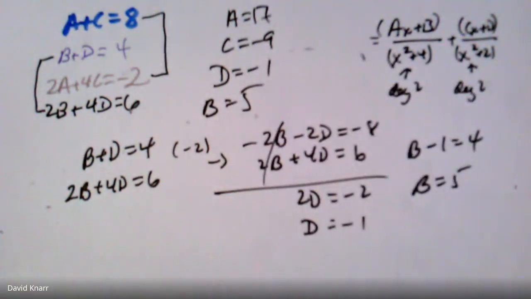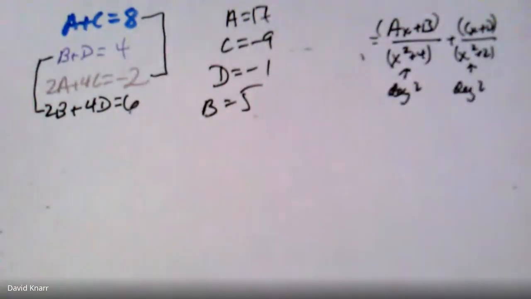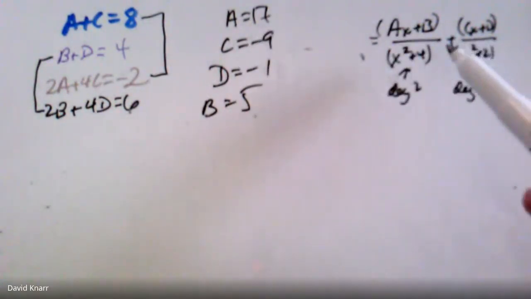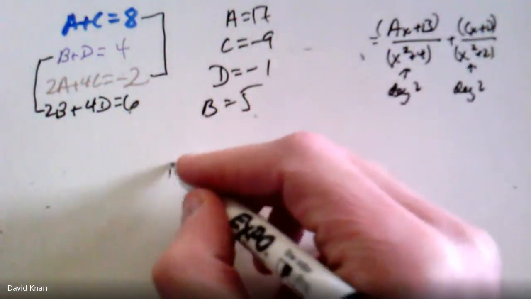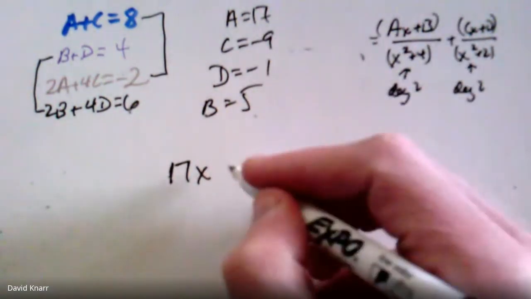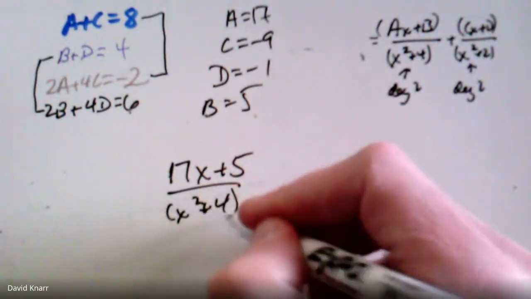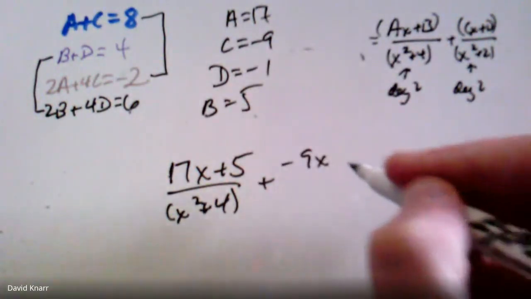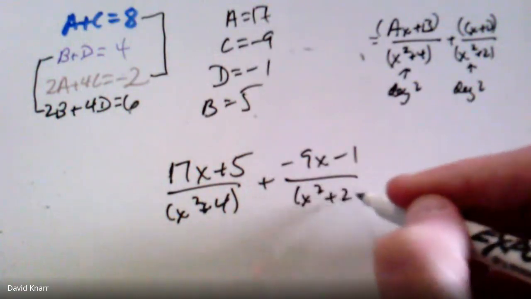And there's your 4 letters. Okay, your 4 variables solved for. So finally, we can write our final answer, which involves you taking these numbers and putting it into our fraction over here, which is why I didn't erase it. And your final answer will be 17x plus 5 over x squared plus 4 plus -9x minus 1 over x squared plus 2.